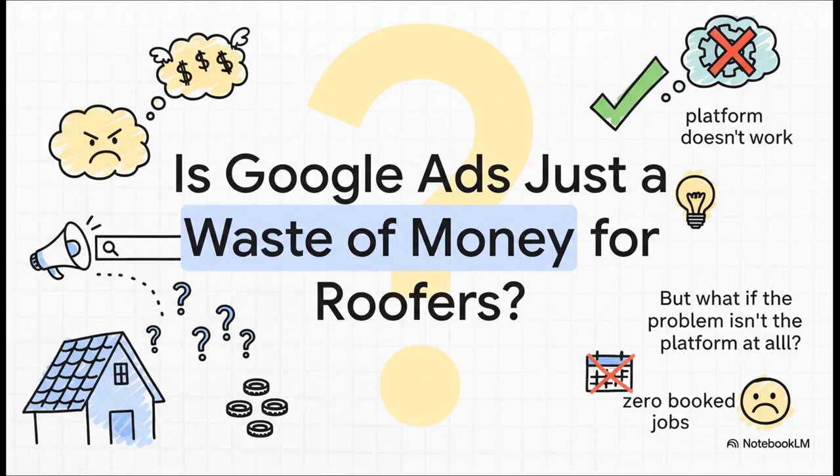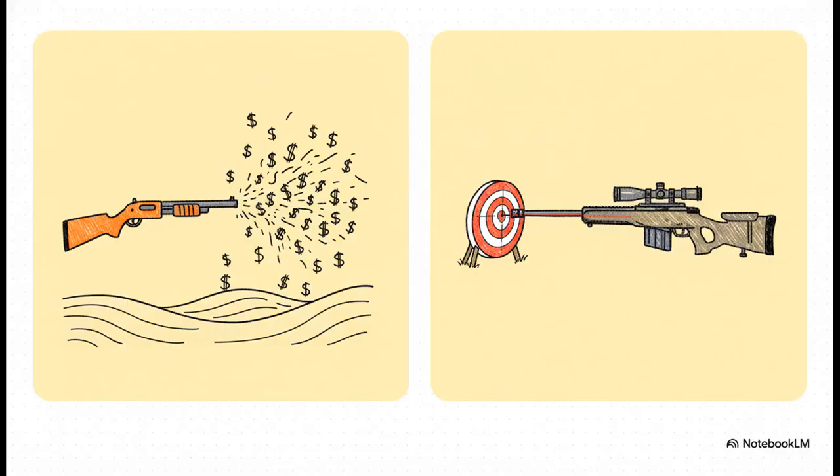It is so easy to just throw your hands up and say, you know what? This platform just doesn't work for roofing. But what if I told you the problem isn't the platform at all? You see, the whole issue boils down to this. Most contractors are using what we'll call a shotgun approach. You're just spraying your budget everywhere and praying something good happens. What you actually need is a sniper method, a strategy built on absolute precision and control. It's the difference between frustration and a predictable flow of really profitable leads.